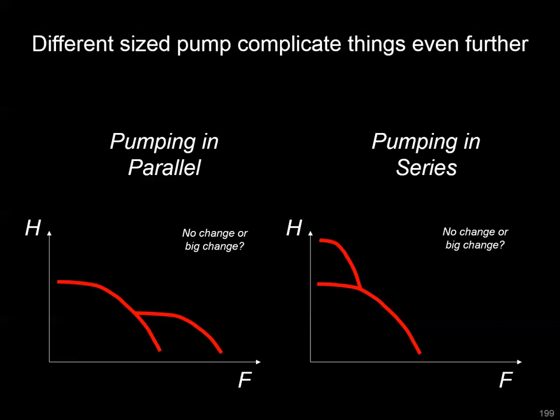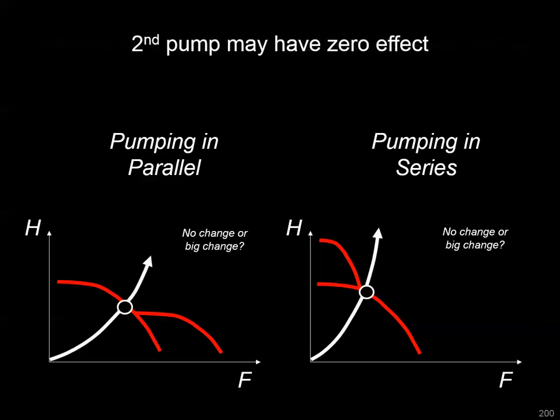So it gets even a little more complicated when you have different size pumps. So let's say on the left here, when you're pumping in parallel, if this is your system curve for parallel pumps of different sizes, how much extra flow are you going to get? Well, in this case, you're not going to get any extra flow.